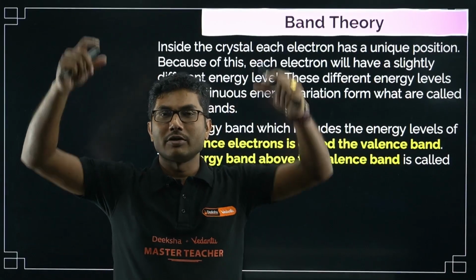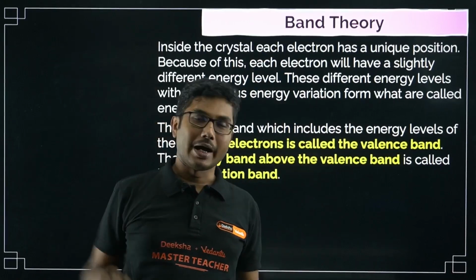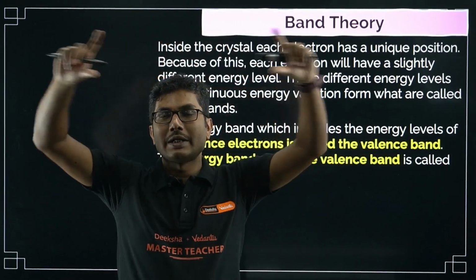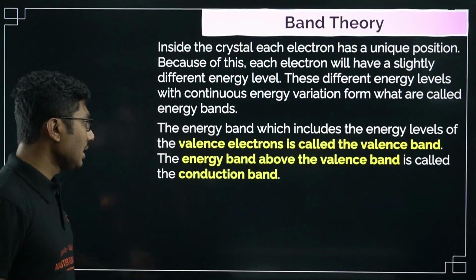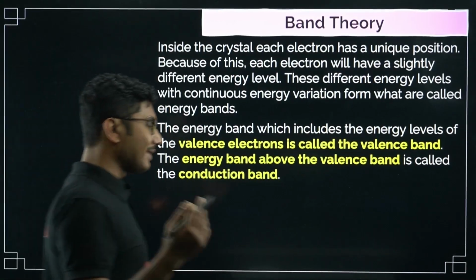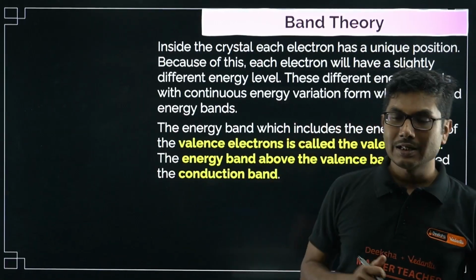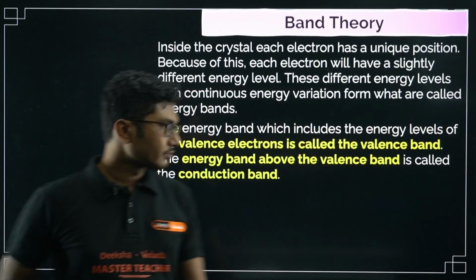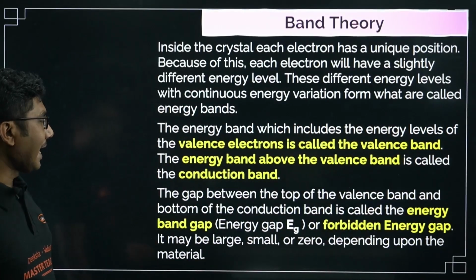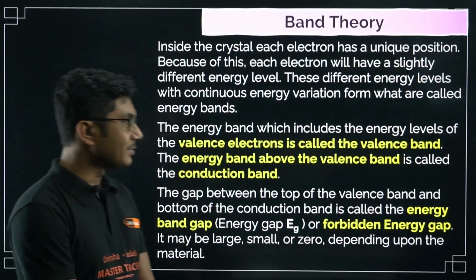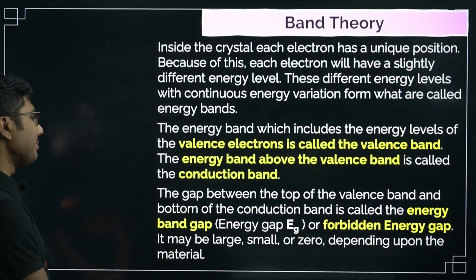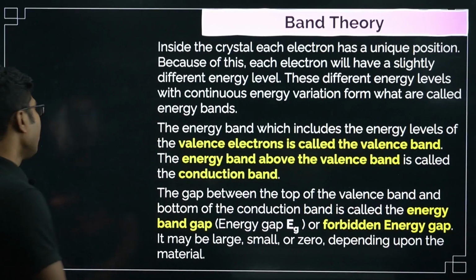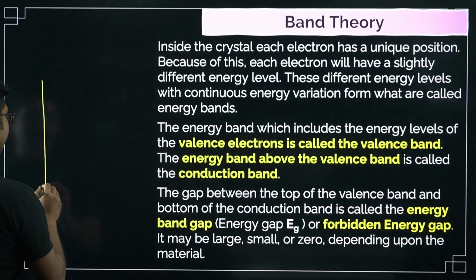If some electrons go up to a higher energy level, the total energy range of those is called the conduction band. So the conduction band is just the next level after the valence electrons. Now the gap between the top of the valence band and the bottom of the conduction band is called the energy band gap, or EG. So we generally represent them like this.